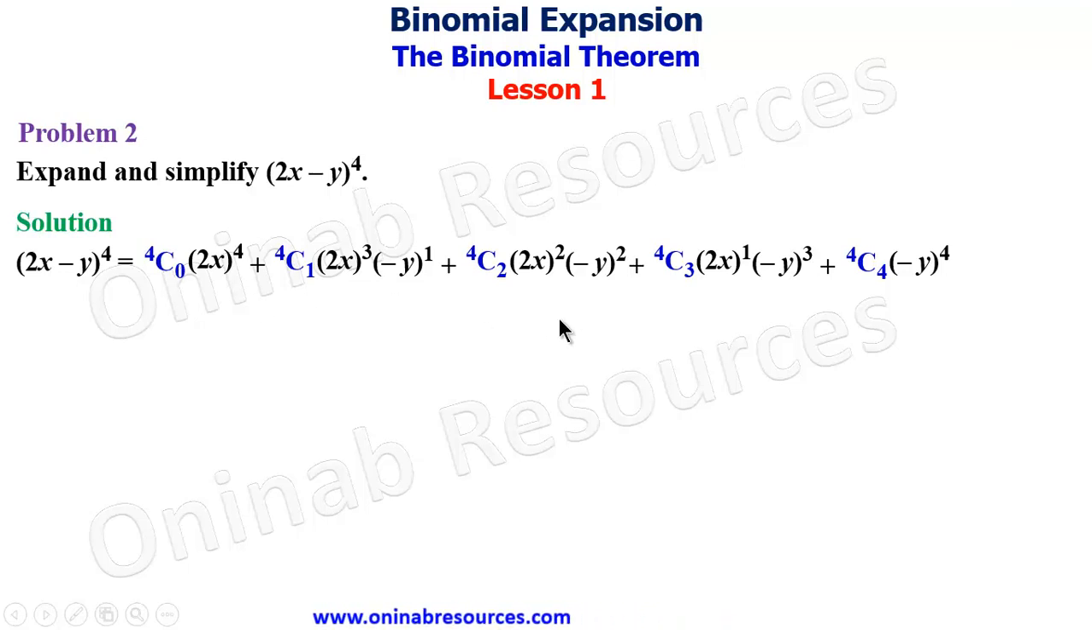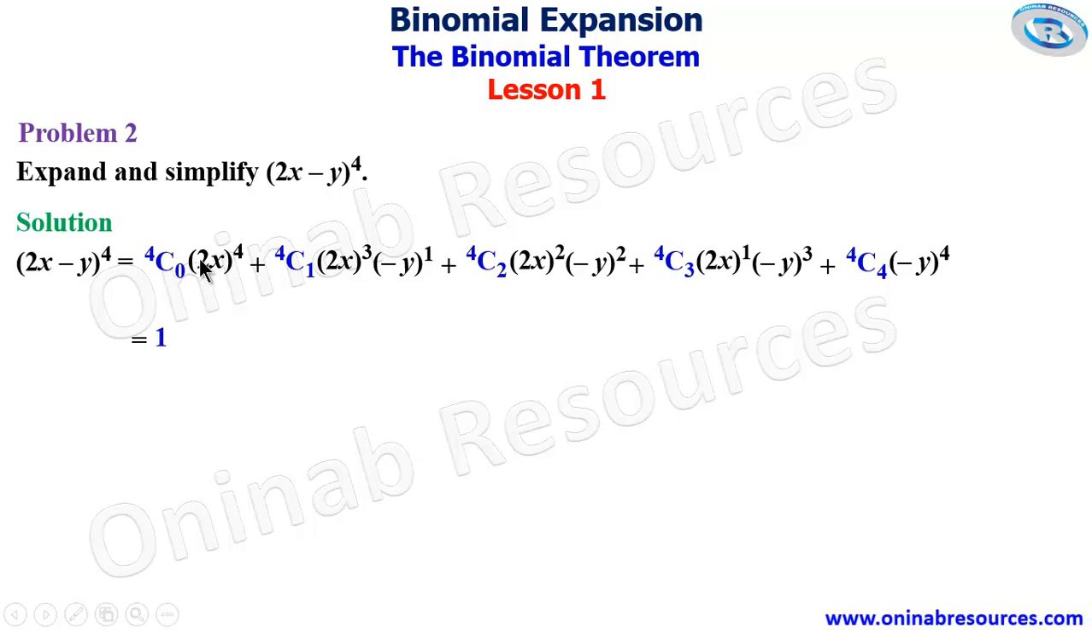Now what we do is to simplify the coefficient coming from the combination. So we have 4 combination 0 is going to be 1, and 2x all to the power of 4. 2 raised to power 4 is 16. Then we now have x raised to power 4. So we have it as 16x raised to power 4.